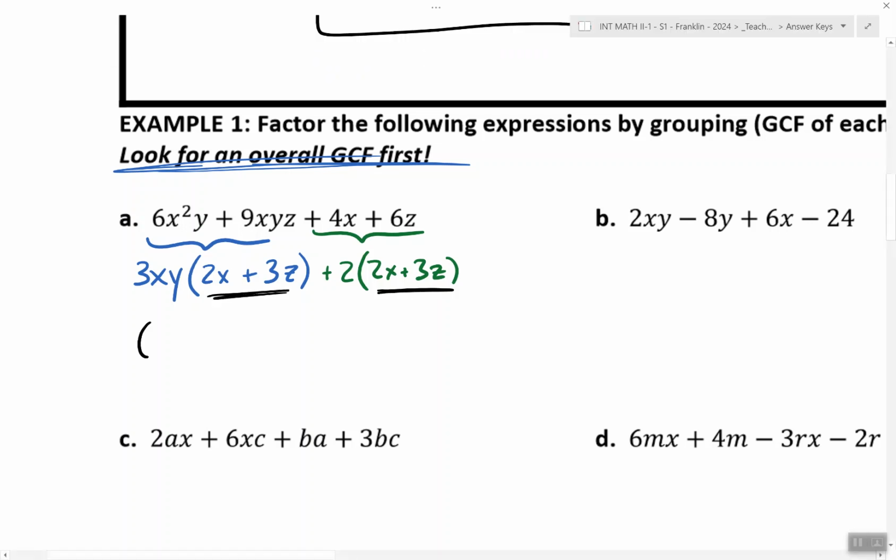All right, so our first part is 2x plus 3z. And the second part is what's left over, 3xy plus 2.